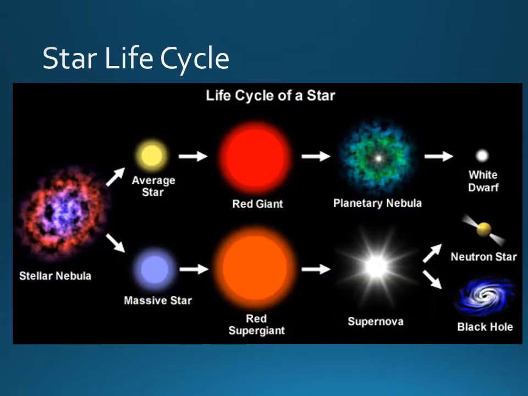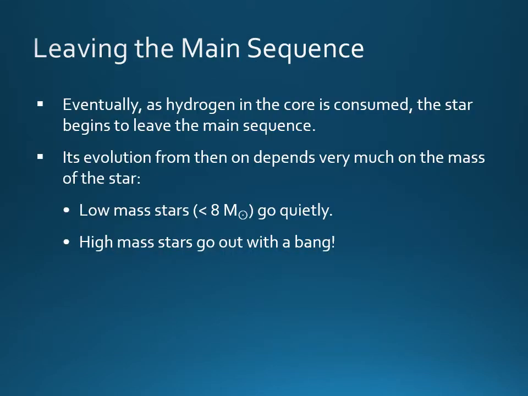Stars are broken down into two broad categories: low mass, average like the sun, or high mass. Their life cycles are different depending upon the mass of the star. The distinction occurs around 8 solar masses. Below 8 solar masses, a star is a low mass star. Above 8 solar masses, a star is a high mass star. The low mass stars quietly leave and eventually become white dwarf stars. The high mass stars go out with a bang. They become neutron stars, pulsars, and black holes, as we'll discuss later.